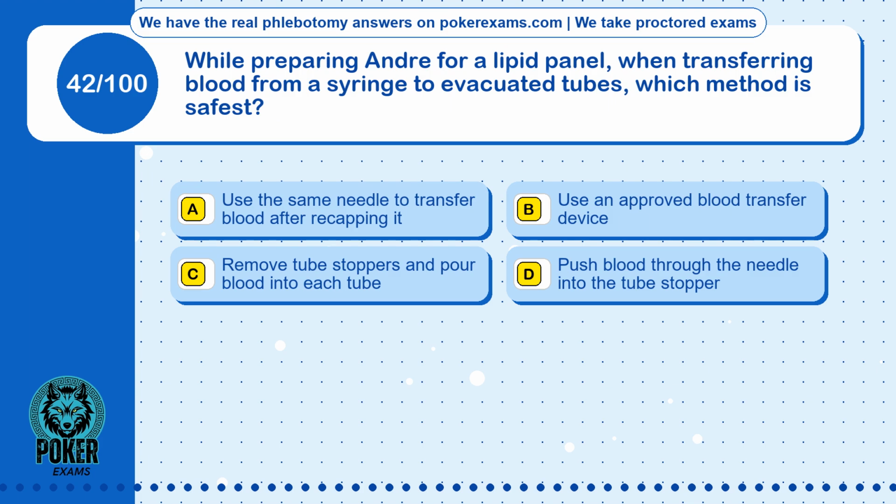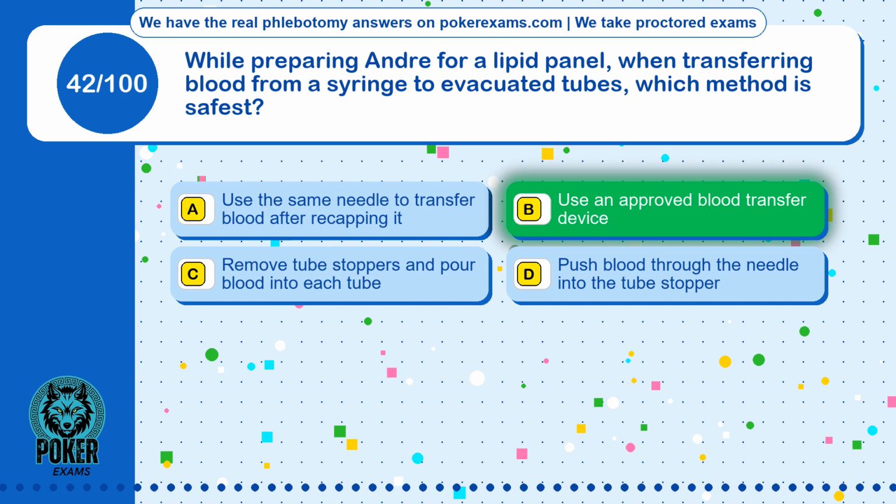Question 42. While preparing Andre for a lipid panel, when transferring blood from a syringe to evacuated tubes, which method is safest? Option A. Use the same needle to transfer blood after recapping it. Option B. Use an approved blood transfer device. Option C. Remove tube stoppers and pour blood into each tube. Option D. Push blood through the needle into the tube stopper.